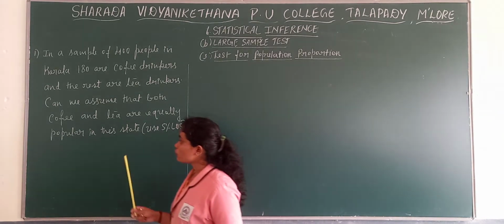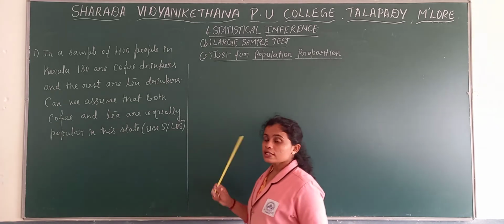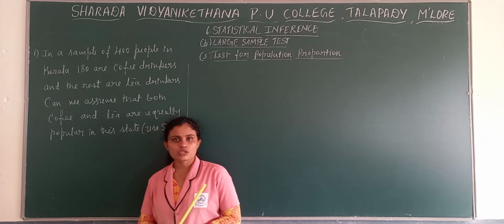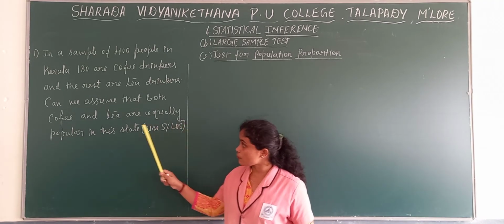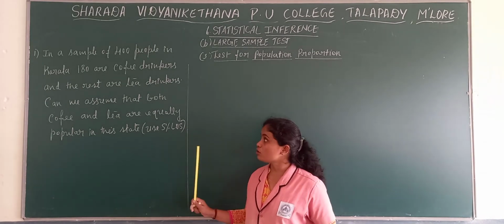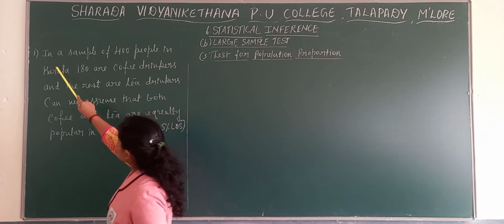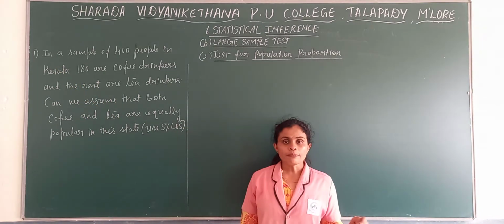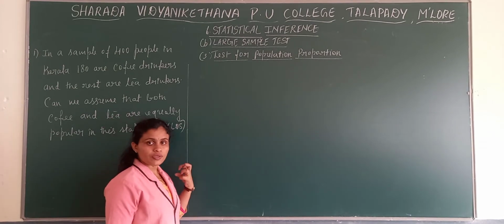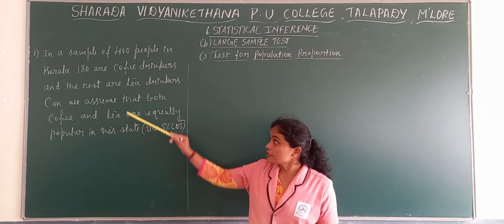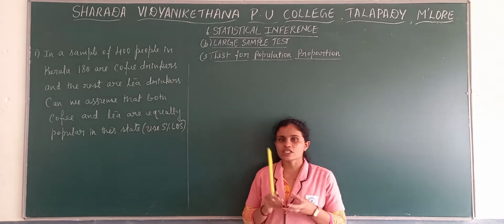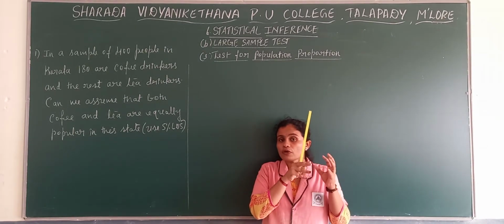This question is about checking whether tea and coffee are equally popular in the state of Kerala, or whether they are not equally popular. See the main difference between testing population mean and proportion: when checking population mean, it is different, but here they take the proportion of a particular thing in a particular population.